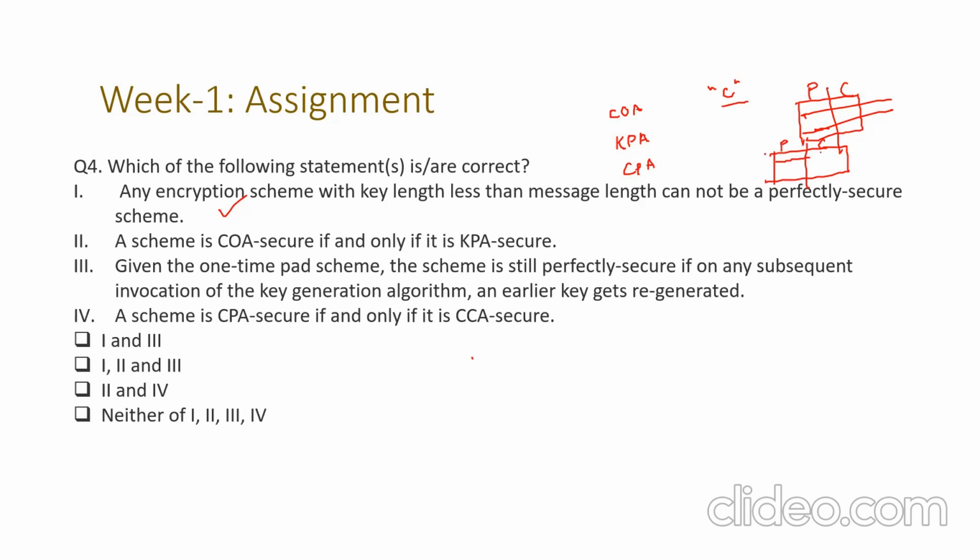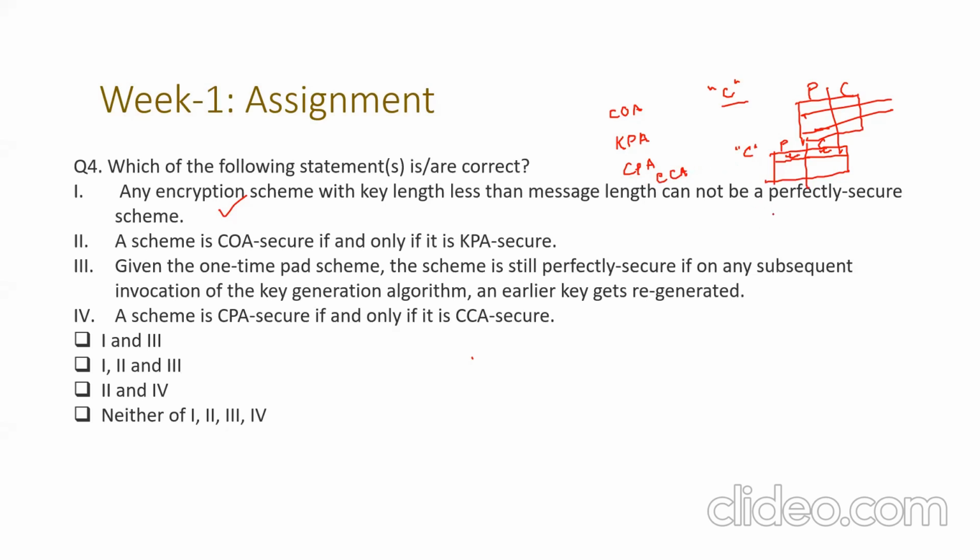So we say that the adversary has access to an encryption oracle so that it can choose a plaintext and can see the corresponding ciphertext. And then it is given a challenge ciphertext from which it has to infer information about the underlying plaintext. And then comes CCA security, where apart from the encryption oracle, the adversary has access to a decryption oracle as well.